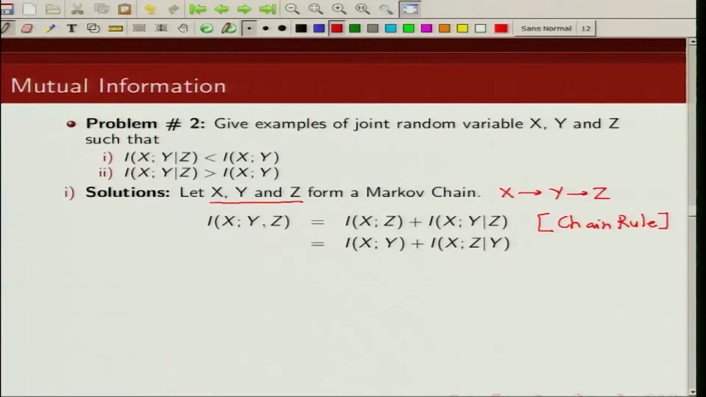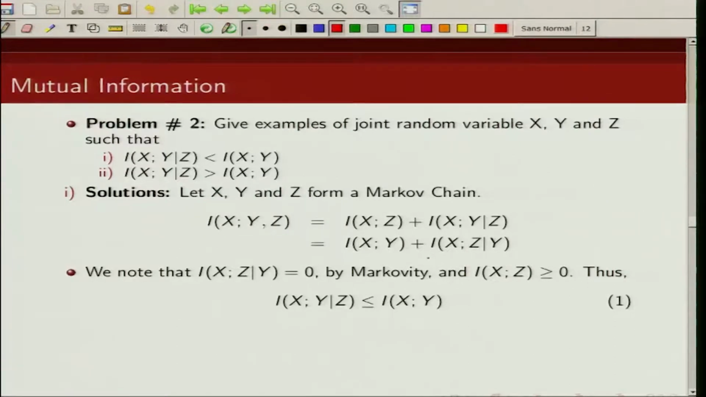Using the chain rule for mutual information, I can write this as the mutual information between x and z plus the mutual information between x and y given z. Now I can apply the chain rule in another fashion. If I apply the chain rule again, I can write the same thing as the mutual information between x and y plus the mutual information between x and z given y. Now what is this quantity, the mutual information between x and z given y?